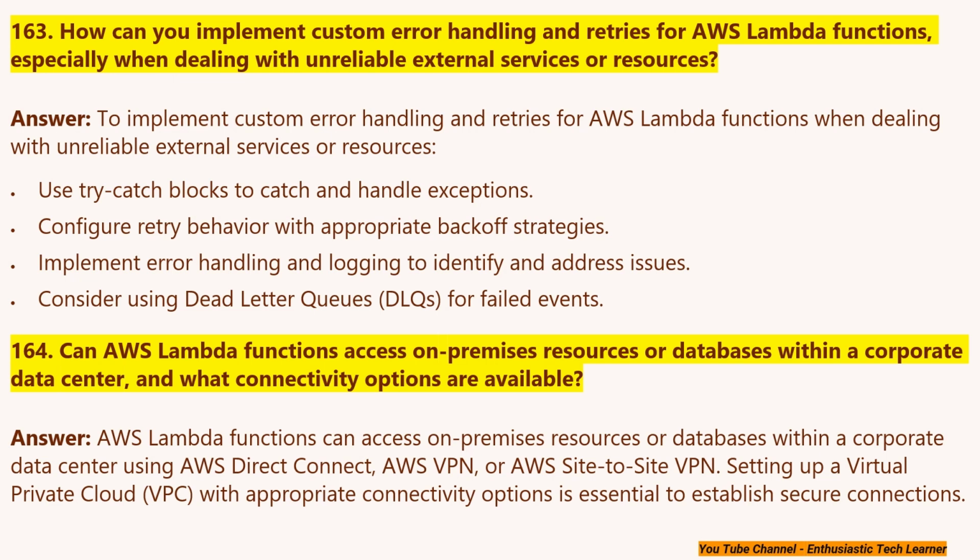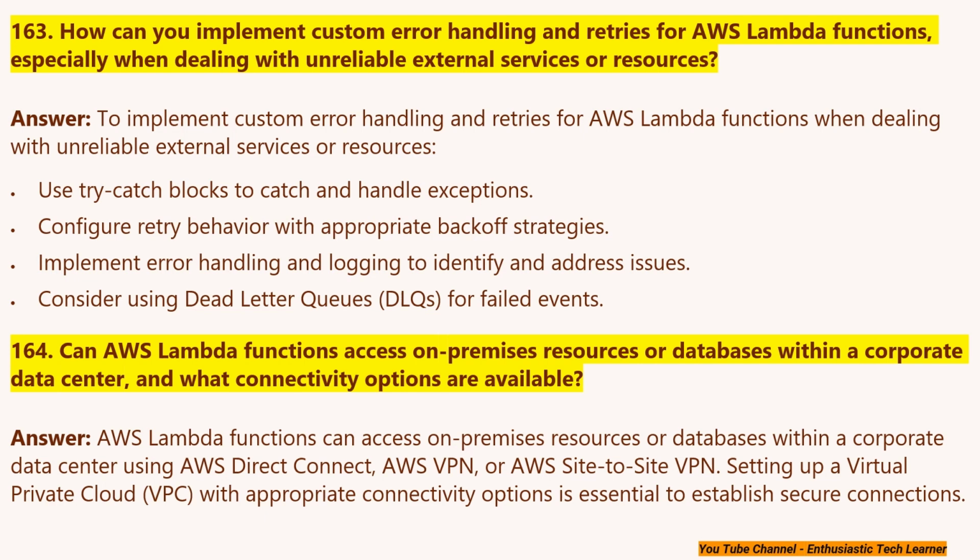How can you implement custom error handling and retries for AWS Lambda functions, especially when dealing with unreliable external services or resources? To implement custom error handling and retries for AWS Lambda functions when dealing with unreliable external services or resources: Use try-catch blocks to catch and handle exceptions. Configure retry behavior with appropriate back-off strategies. Implement error handling and logging to identify and address issues. Consider using dead letter queues (DLQs) for failed events.